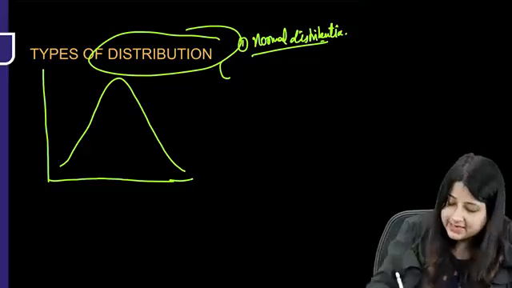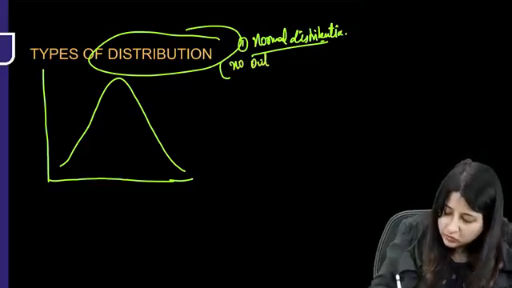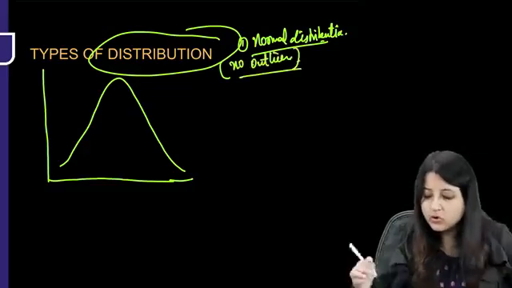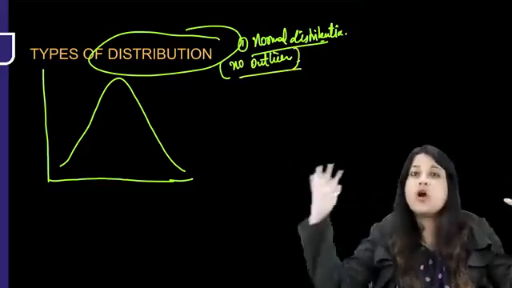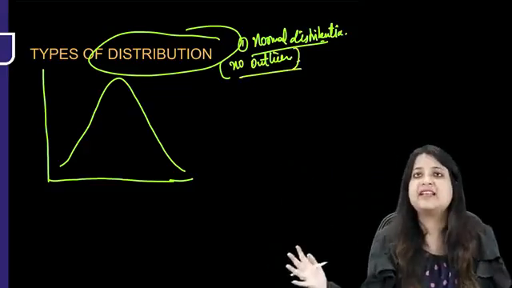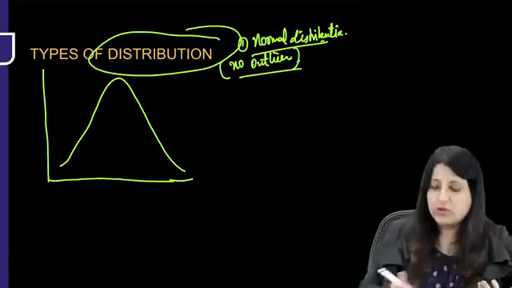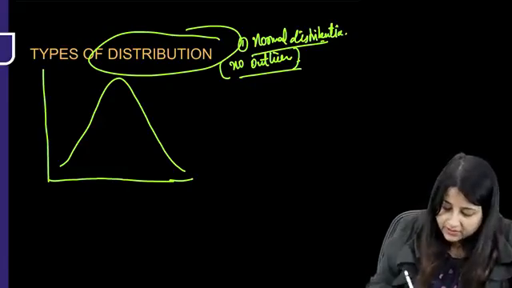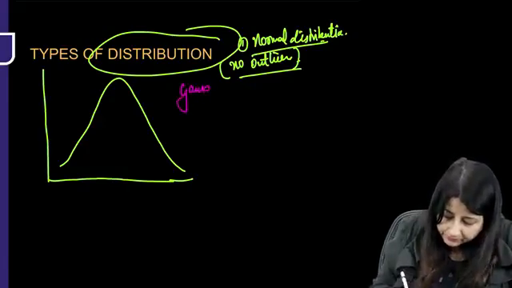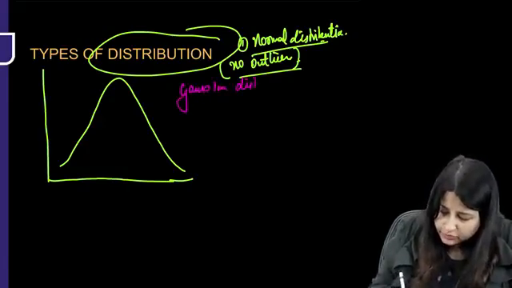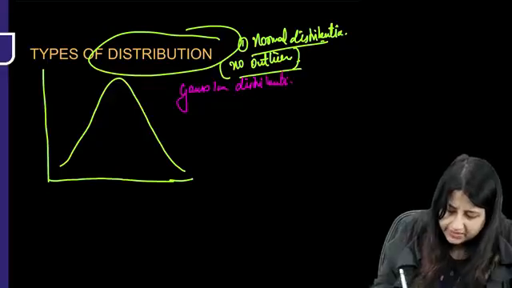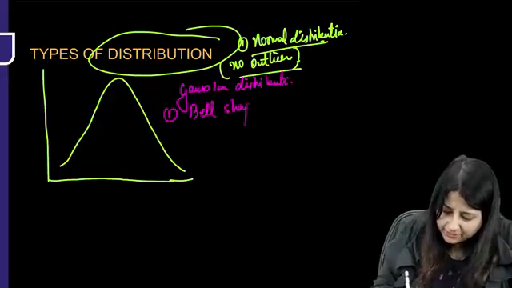What is the meaning of this? This means that it has no outliers, no too high or low values. All the values are within a defined range. There are no extremely high or low values, so there are no outliers. This is also known as the Gaussian distribution because it was discovered by Gauss. Now, what is the first point? You can see this is a bell-shaped curve.